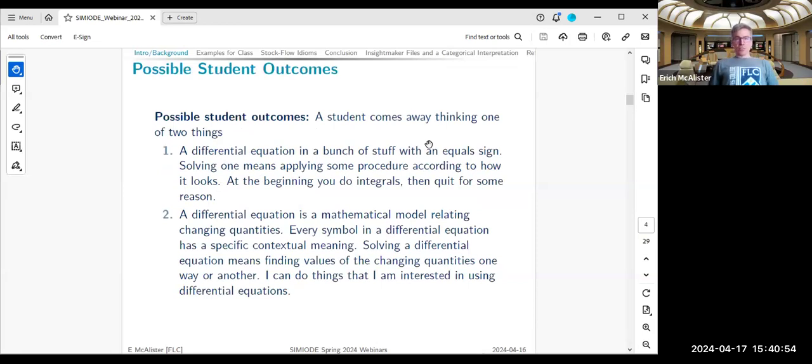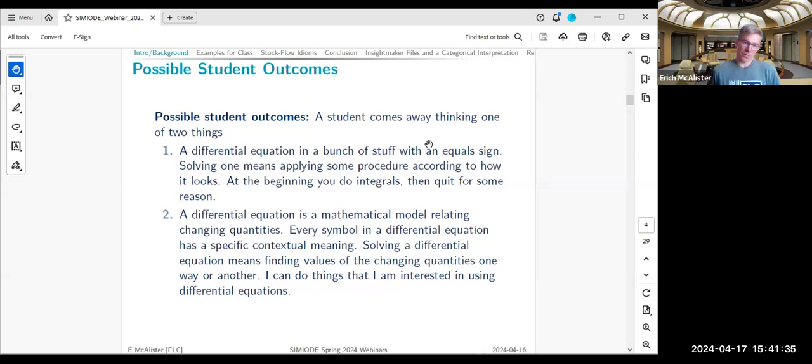Okay, and then, just to kind of set up how we're approaching this whole thing, I'm going to set up a dichotomy of ways students could come into a differential equations class, or things that they could get out of a differential equations class. The first is the student says a differential equation is a bunch of stuff with an equal sign. Solving one means applying some procedure according to how that equation looks. At the beginning, you do integrals for some reason, and then you quit.